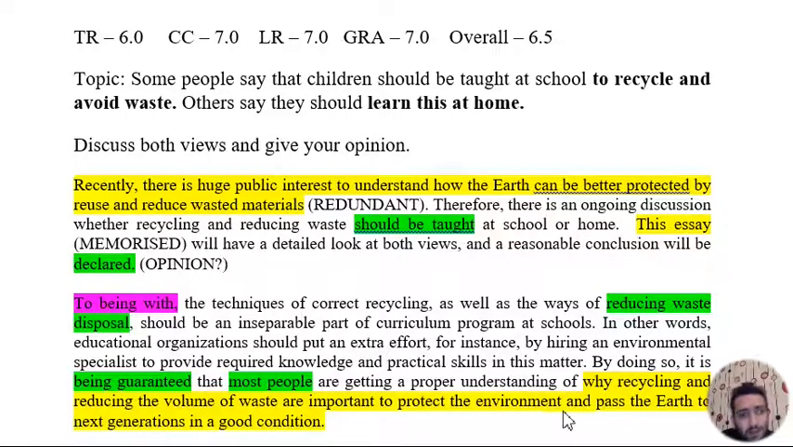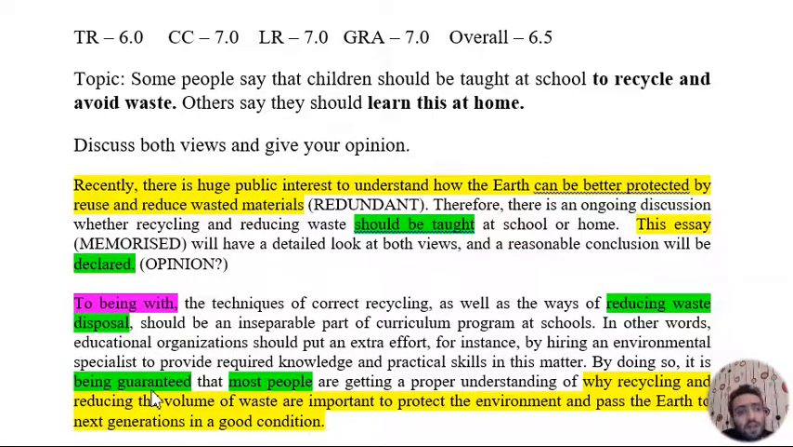hasn't done well in this sentence because actually this sentence is unnecessary because we need to see why schools are more appropriate for children to know how to recycle and avoid waste. Actually, I haven't got an answer to this question. Just there was some mention of an environmental specialist.